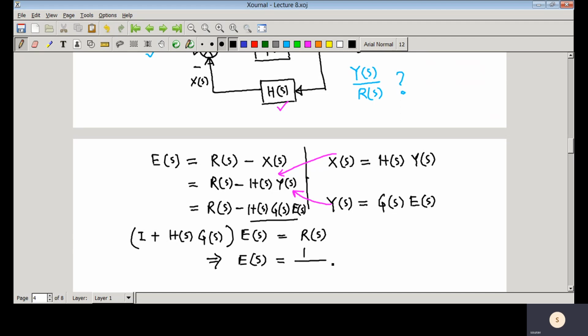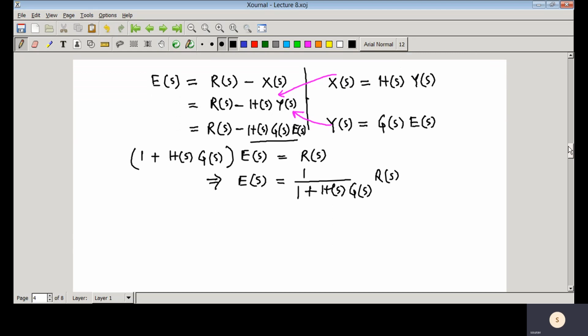equal to 1 by... if you take, it is a single input single output system just for better understanding, so that's why I'm removing that I, but it also holds for a multi input multi output system. In that case you need to write this as I, and here you cannot do that division, so basically you need to write the matrix inverse. So E(s) equals 1 plus H(s) G(s) into R(s).